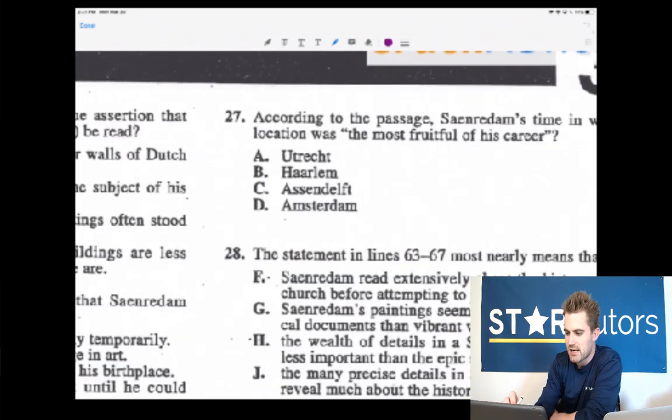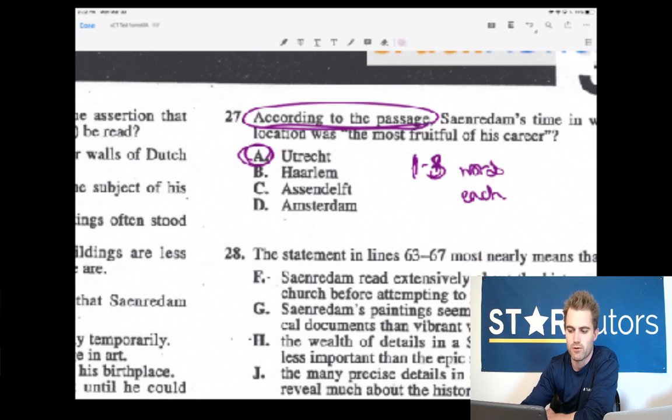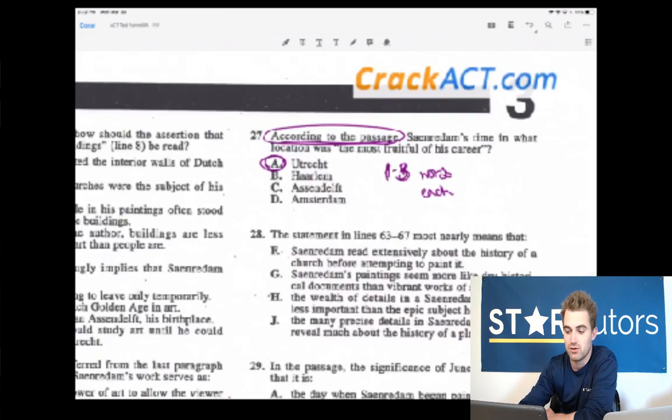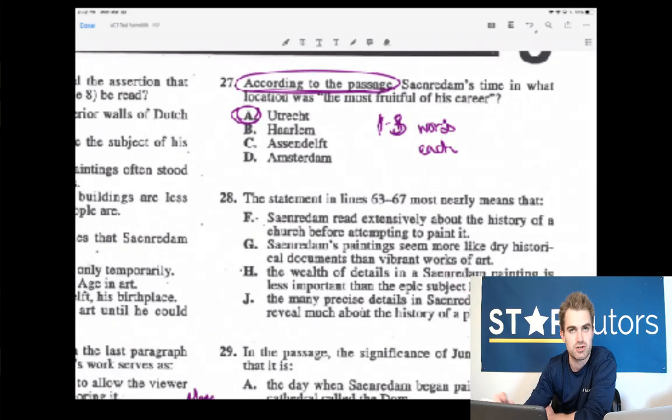It's just like on the science section, for those that have watched our science videos. If you see the words "according to the passage," and then you see answer choices with, let's say, 1 to 3 words each, these questions are wildly easy, and they will be stated word for word within the passage. I guarantee it. You'll see it on every test going forward. That is something that certainly has not changed since 2010.